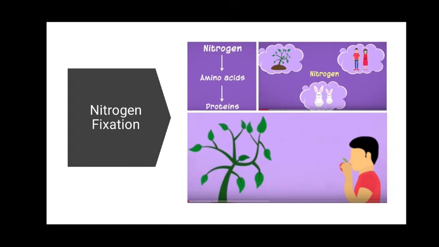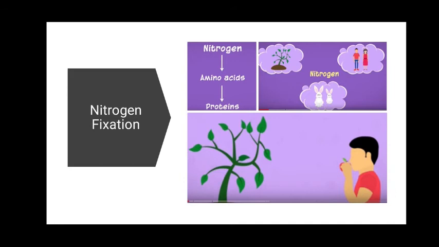But human beings and animals cannot directly use the nitrogen present in the atmosphere. Only plants can absorb this nitrogen. So indirectly, when a person eats plants, we get the nitrogen. When animals consume plants, animals get the nitrogen. Now we have to study how the nitrogen present in the atmosphere is absorbed by plants. That process is called nitrogen fixation.